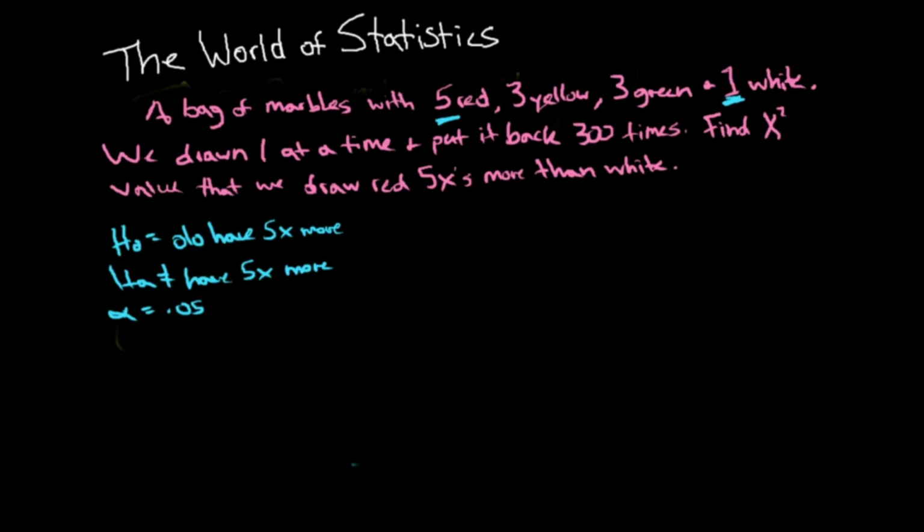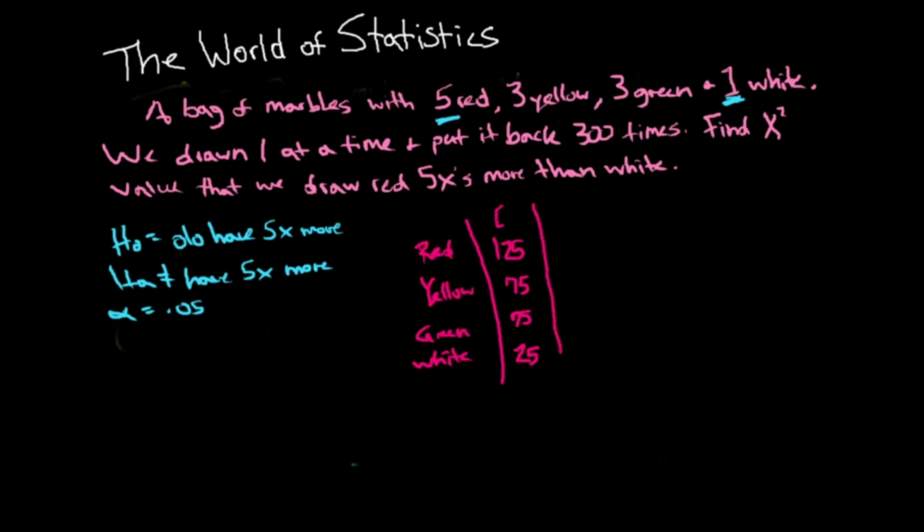So this is what the observation table looks like. We have red, yellow, green, and white. So we expect this to be split out accordingly, which would be out of 300, we would expect 125 reds to be picked, 75 yellows, 75 greens, and 25 whites. So if you times 25 by 5, you'd have 125. So this is what we expect.